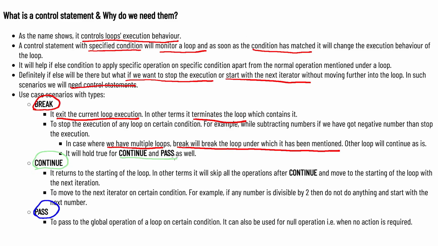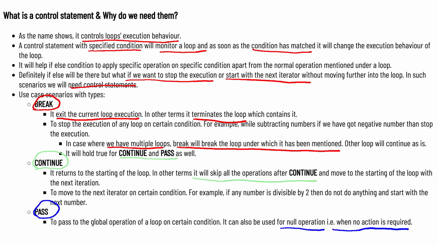Now we will talk about continue. Continue is useful when we don't want to move further into the loop and we want to start with the next iteration. It will skip all the other operations after the continue statement, whatever we have mentioned below it will be ignored, and it will start with the next iteration. And the last one is pass. Pass is used when no action is required, for a null operation. It will pass the control to whatever we have mentioned below the pass statement.